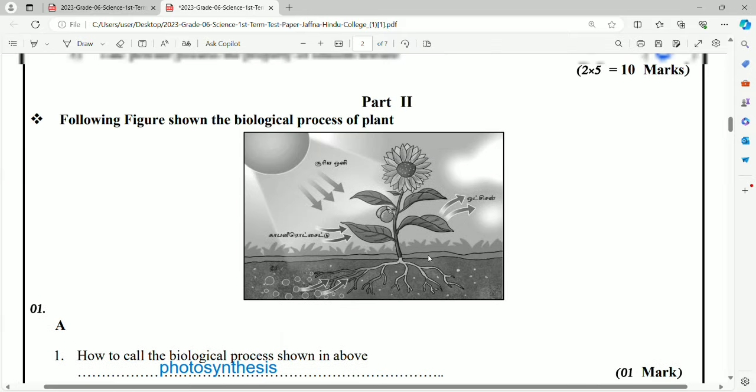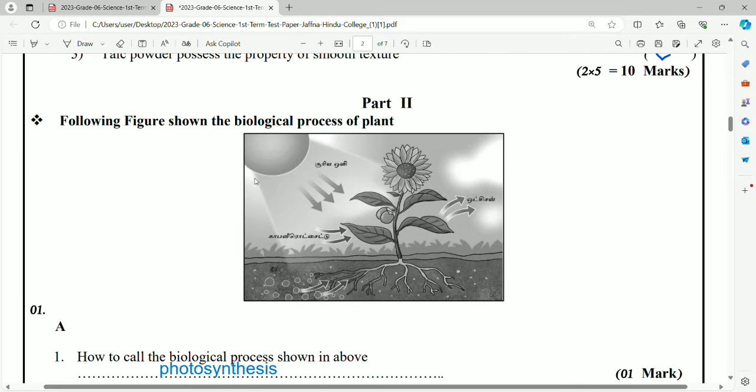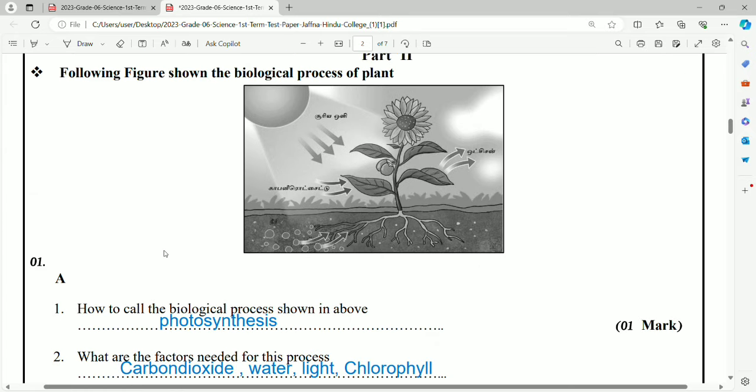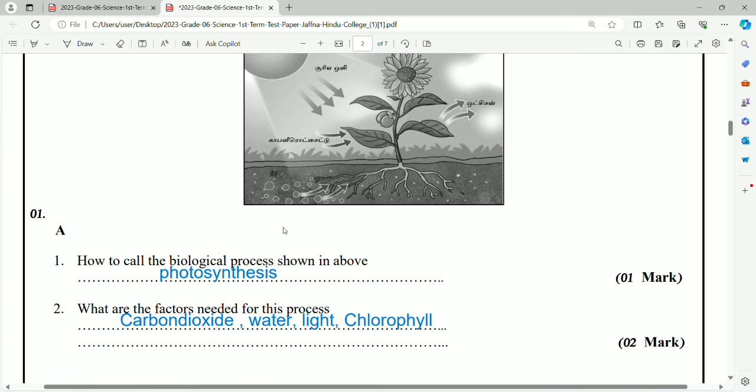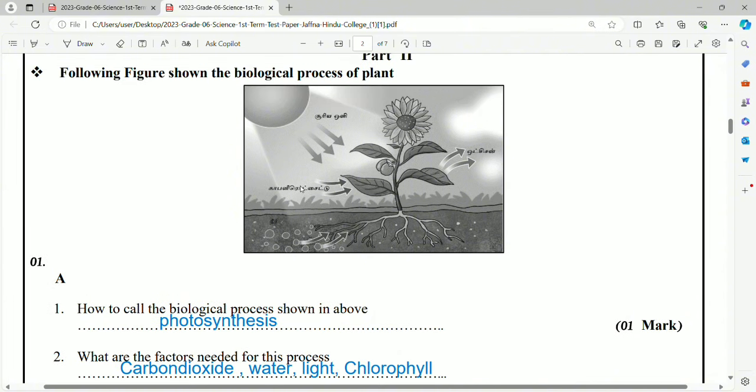So let's move to here. This is the following figure on some biological process. Which biological process? Here sunlight comes, carbon dioxide enters the plants, water comes into plants through the roots, and oxygen comes out of plants. So this is photosynthesis. How to call the biological process shown above? Photosynthesis is the biological process shown in the figure.